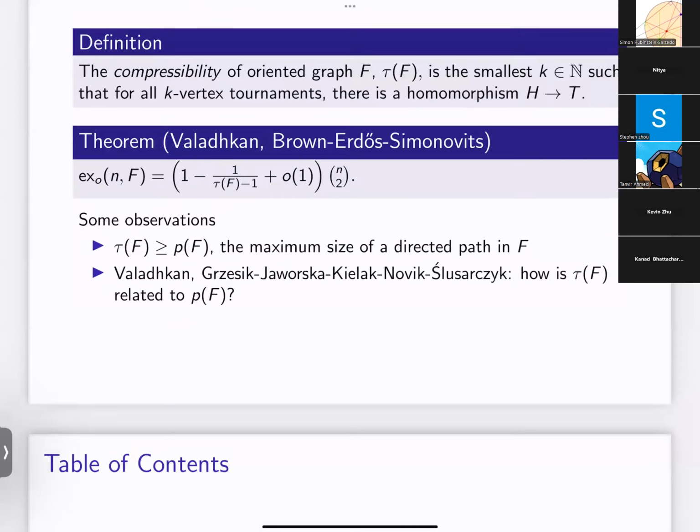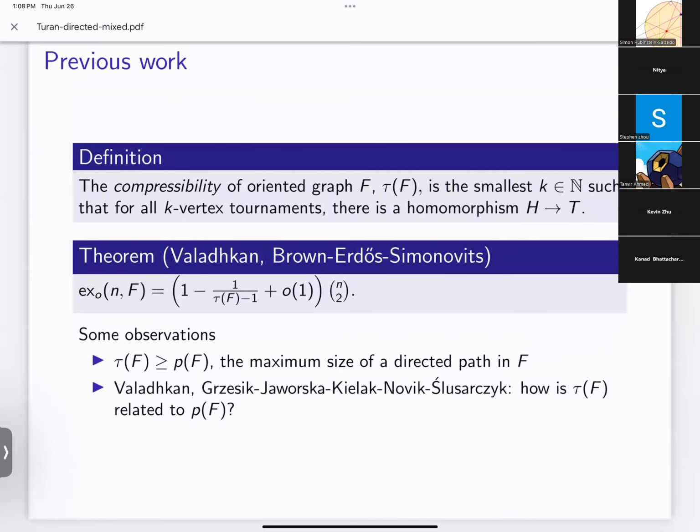And there's been a bunch of work trying to study how it is related to the length of a directed path. I think there were people who thought that maybe the length of a directed path is really the thing that controls the Turán number, or how many edges you can have without having a copy of F. I think that's been disproven, because there are many examples of F where the compressibility can be much, much larger than the length of the largest path, even though sometimes it is just the length of the longest path.